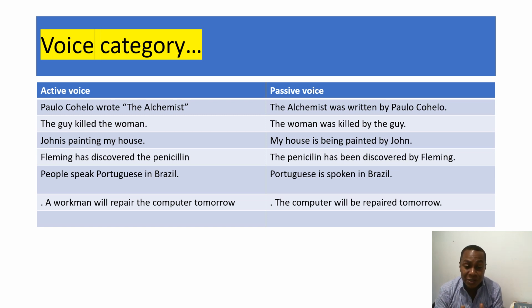Sometimes it's not necessary to use the preposition by, because it's not necessary to put the doer of the action. Okay, this is the category called voice.